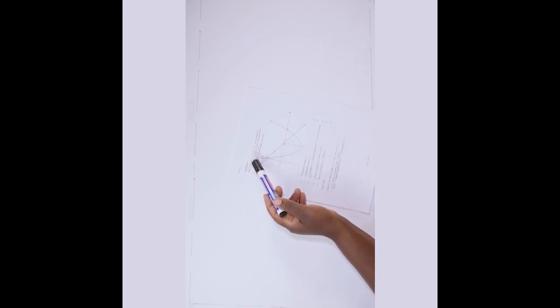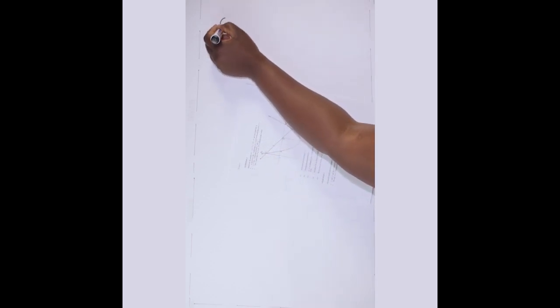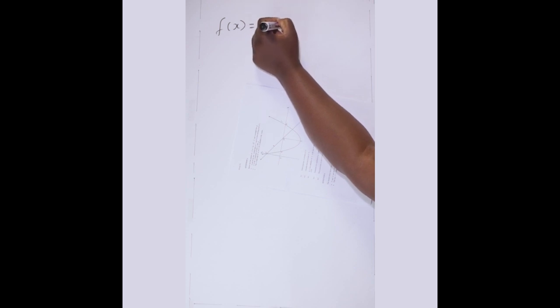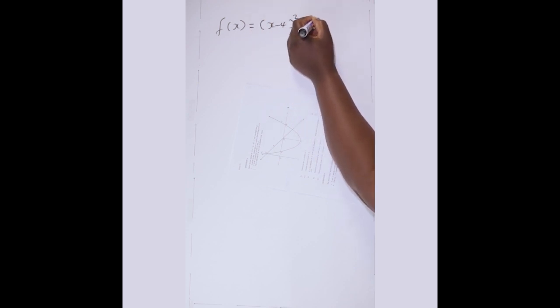So you need to be careful and take note of the information given to you. Like they've given us information such as, below is a graph of f of x equals, so let's write that information down so that we can be able to deal with it. F of x is equals to x minus 4 squared minus 9.